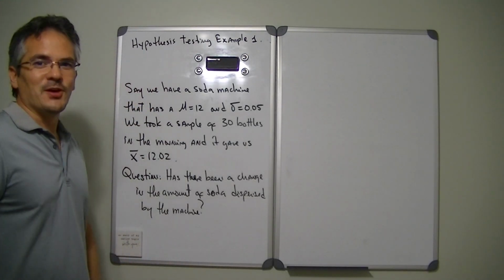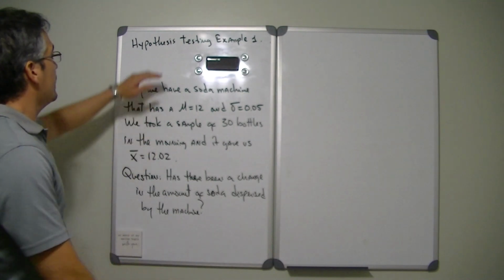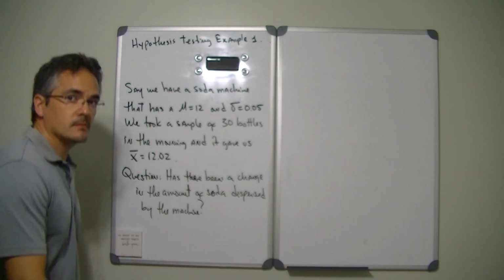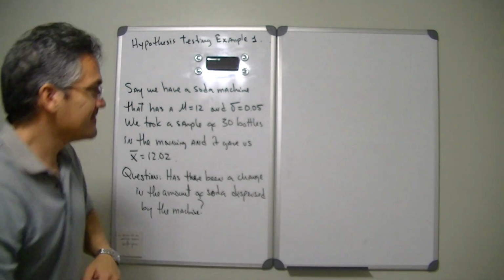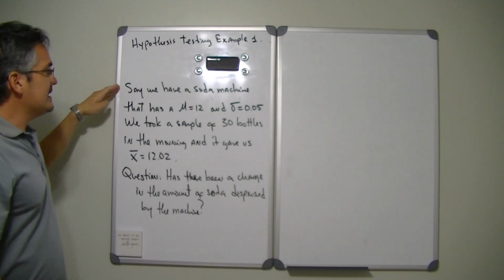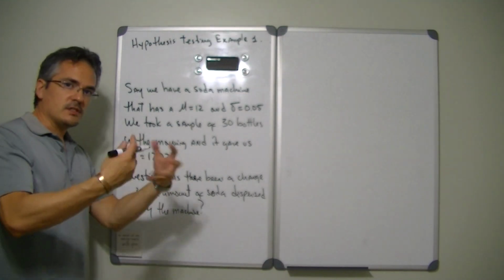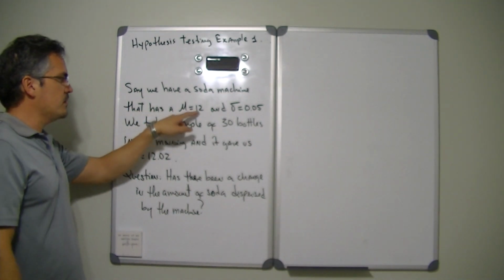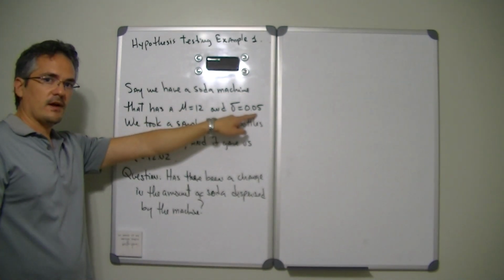All right. So right now we are going to be doing our hypothesis testing example number 1. You following? All right. So say we have a soda machine. Now imagine that this is a machine that runs and fills up soda bottles. Now normally this machine has a mu of 12 and a sigma of 0.05.